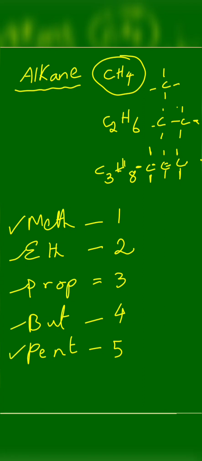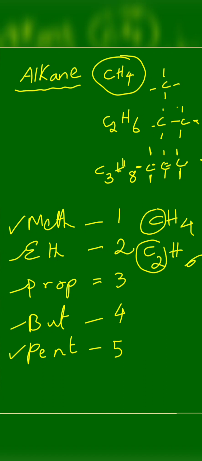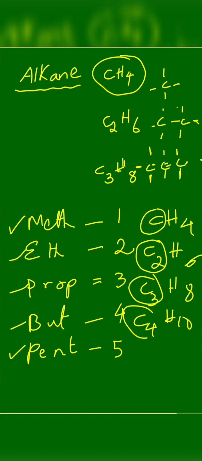Now, methane. Methane is CH4. Only one carbon. You can see one carbon here. Ethane, C2H6. Two carbons. Propane, C3H8. Three carbons. Then butane, four carbons. Pentane, five carbons.